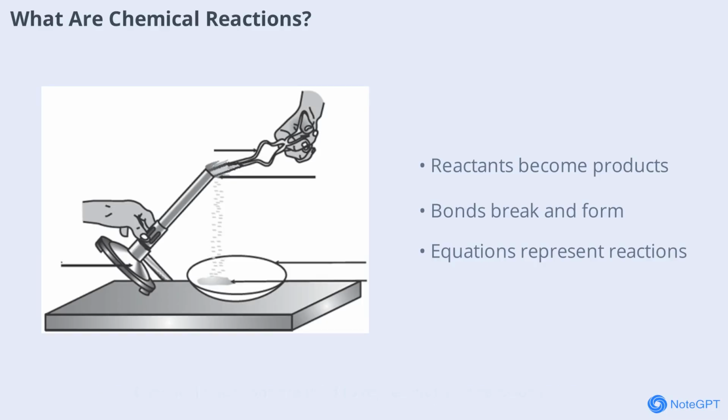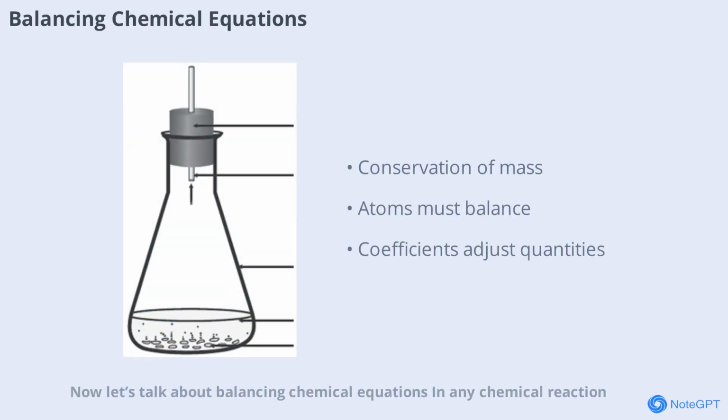lab. Chemical equations are used to represent these reactions, showing the reactants on the left, the products on the right, and an arrow indicating the direction of change. Understanding these equations is key to grasping how matter changes in our world. Now let's talk about balancing chemical equations.